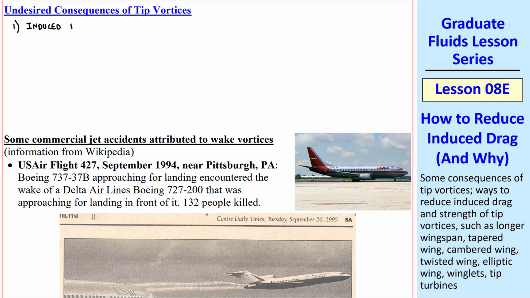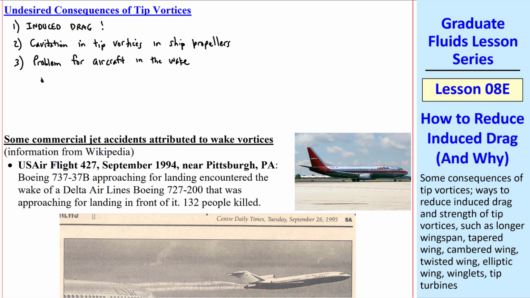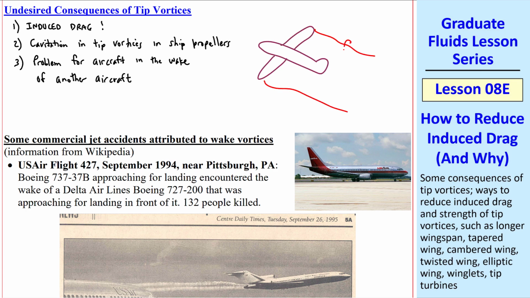The first one we've already been discussing all along is induced drag. In a previous lesson, I also mentioned cavitation in tip vortices in ship propellers. It turns out that these tip vortices are a problem for aircraft in the wake of another aircraft. Consider an airplane that's generating tip vortices because of its lift, and consider another airplane that's located somewhere near this tip vortex. The high speeds from the vortex can greatly affect this smaller airplane. It can flip it over or cause structural damage that can lead to a crash.